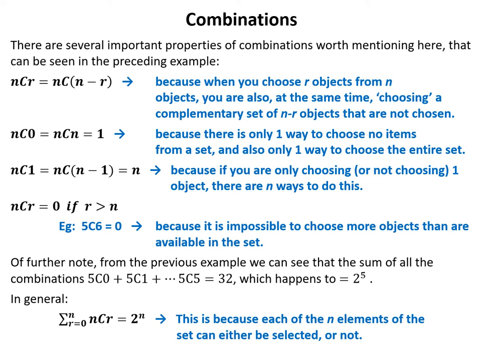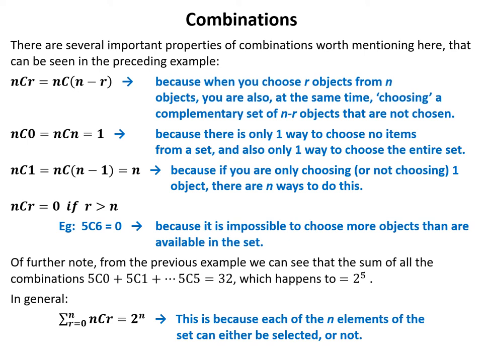Now, one further interesting rule that arises here is that if you look at the previous example and add up all of the combinations, from 5 choose 0 through 5 choose 5, you would get 1 plus 5 plus 10 plus 10 plus 5 plus 1, and that actually equals 32. Now 32 just so happens to equal 2 to the power 5. In general, we have the rule below that says that if we add up n choose r for all the values of r from 0 to n, it will always equal 2 to the power of n. So in this particular example, n is 5, which is why we get 2 to the power 5, or 32.